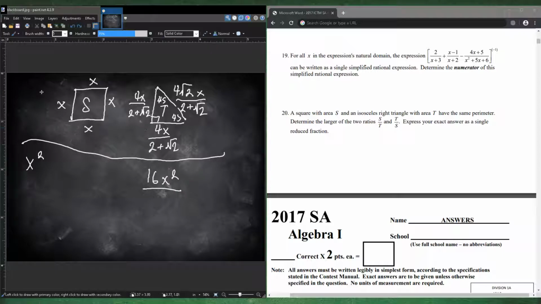So 2 times 2 is 4, and then square root 2 times square root 2 is 2. Add those together, that's 6. Okay, now 2 times square root 2 is 2 square root 2, times another 2 is 4 square root 2. Right? It's a simple way of simplifying.